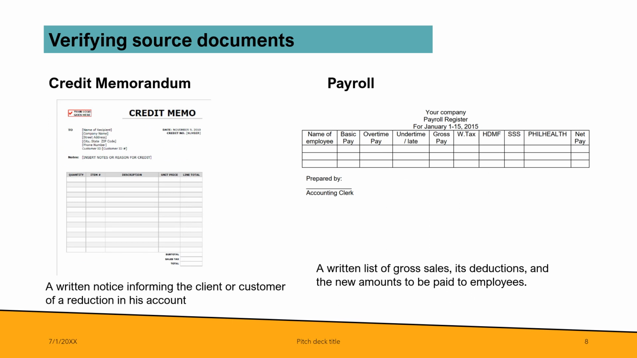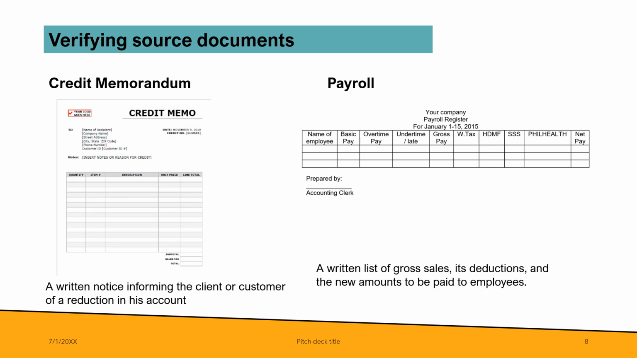Next, credit memorandum. Okay, the opposite of the debit memorandum. This is a written notice informing the client or a customer of a reduction in his account. Okay, that is credit memorandum. How about payroll? This is a written list of gross pay. This is not gross sales. Gross pay, its deductions, and the net amounts to be paid to employees. Or net pay. Actually, this is net pay.